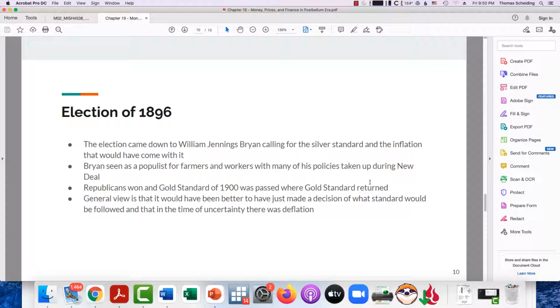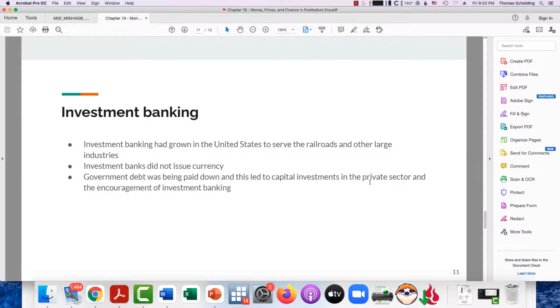So, one of the other things that happens in this time is that investment banking grows. Now, it had started during the Civil War. We had the beginnings of investment banking as government bonds were sold basically door to door to help finance the Civil War.